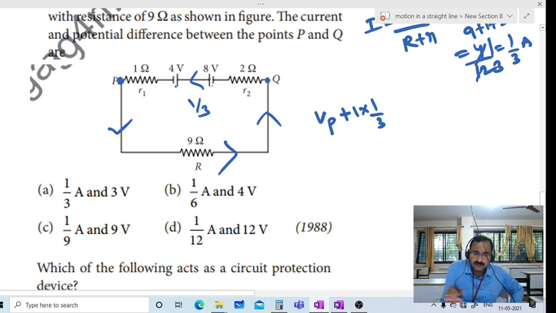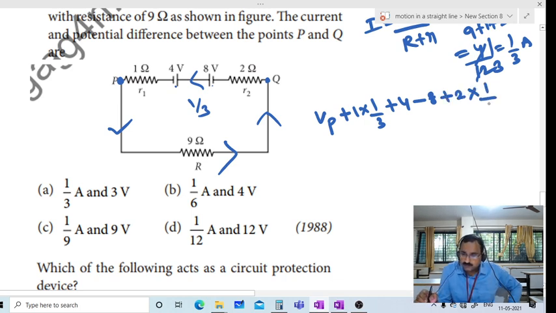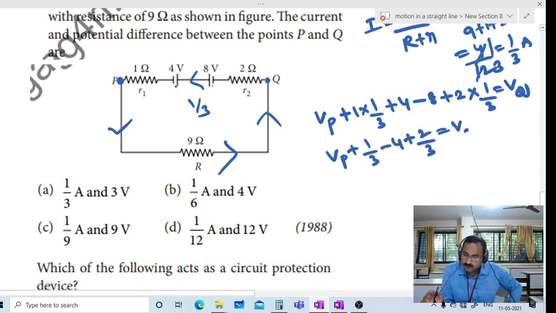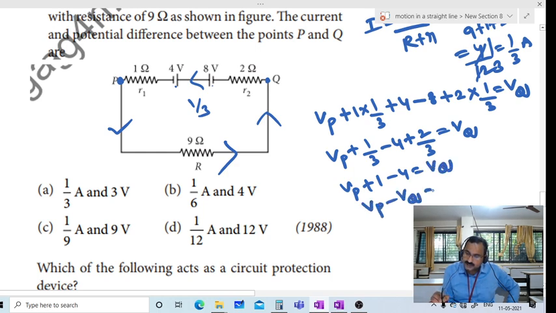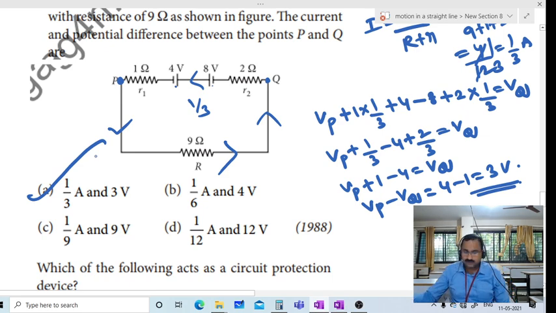And we are moving from the negative to the positive terminal, so plus minus 8, again plus 2 into 1 by 3, equal to Vq. So Vp plus 1 by 3, 4 minus 8 means minus 4, plus 2 by 3. So 1 by 3 plus 2 by 3 is 1 only. Therefore Vp minus Vq is equal to minus 4 on that side, plus 1 becomes minus 1, that is 3 volt. So the answers are 1 by 3 ampere and 3 volt.